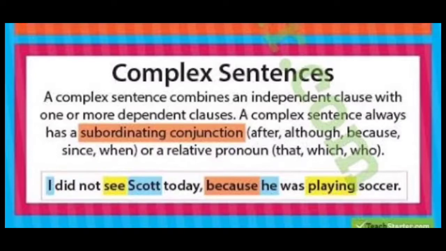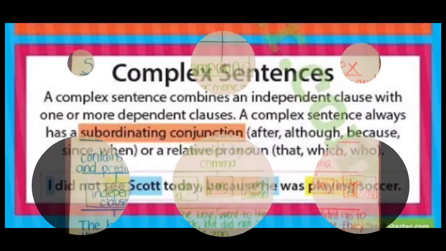Look at the example here. I did not see Scott today because he was playing soccer. Here, because is the subordinating conjunction. So that's all about the three types of sentences, children. Let's see some other examples.